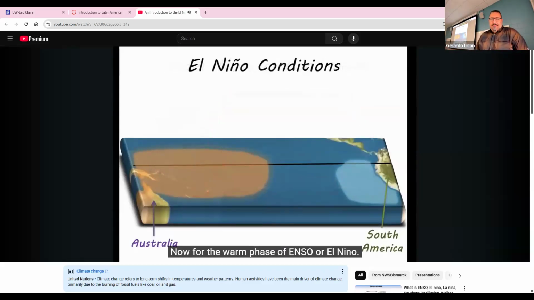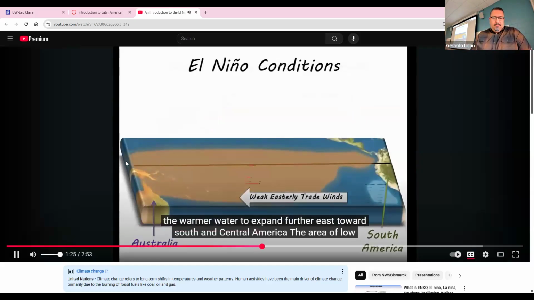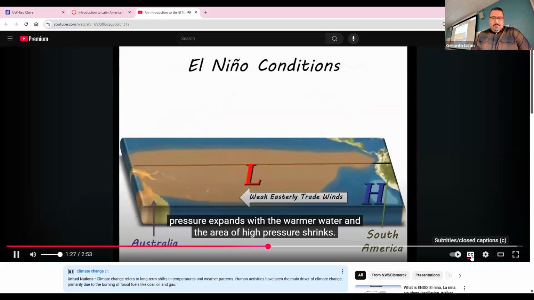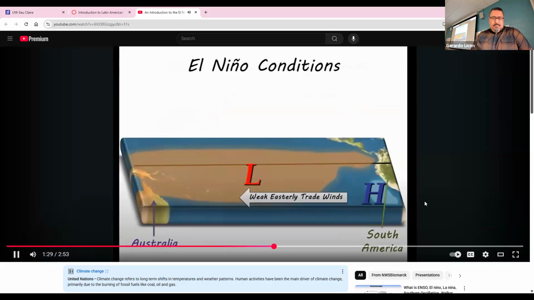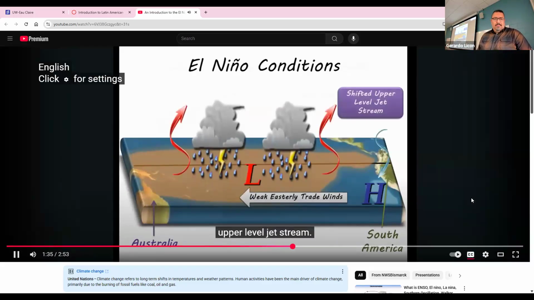Now for the warm phase of ENSO. Weaker easterly trade winds cause less upwelling along the South American coast, while warm water expands further east toward South and Central America. The area of low pressure expands with the warm water, and the area of high pressure shrinks. Thunderstorm activity expands to the east, which then leads to a shift in the equatorial trajectory.